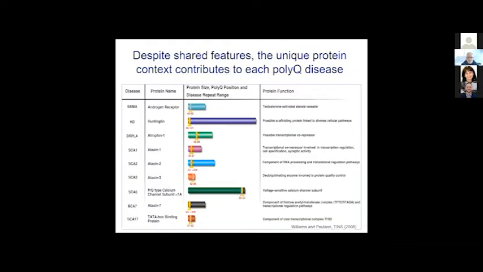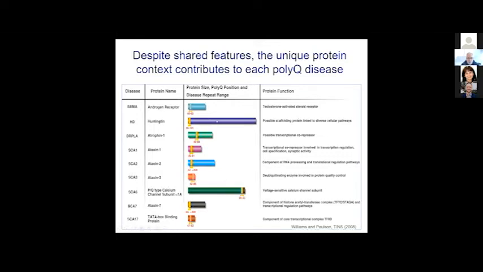These are the different disease proteins. They are completely unrelated at the primary amino acid structure, and they don't seem to have much similarity at the secondary or tertiary structure. Each of them has a different part of the protein in which the glutamine domain is contained.